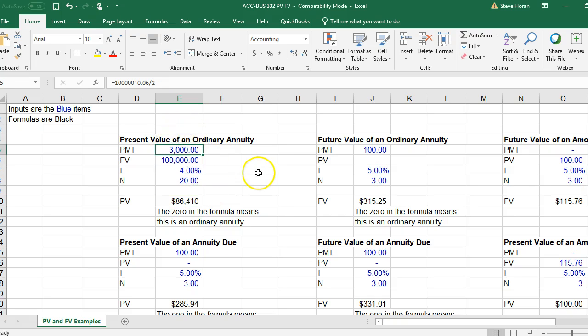So just to recap, the payment is the principal, the face value, times the stated rate of interest divided by 2 because it's semi-annual. The future value is just what the bond will mature at. The interest rate is based on the market rate of interest divided by 2. And then the number of periods reflects that it's a 10-year bond payable twice per year, so it becomes 20. And the answer is 86,410.